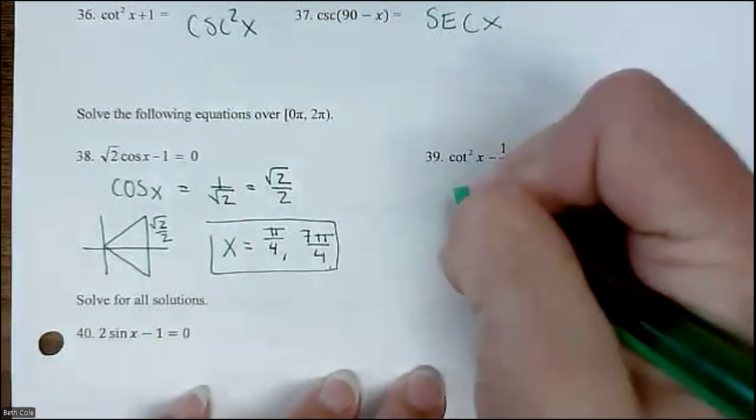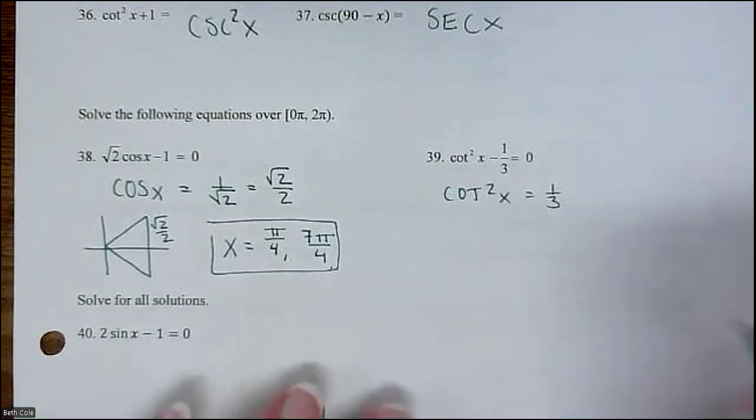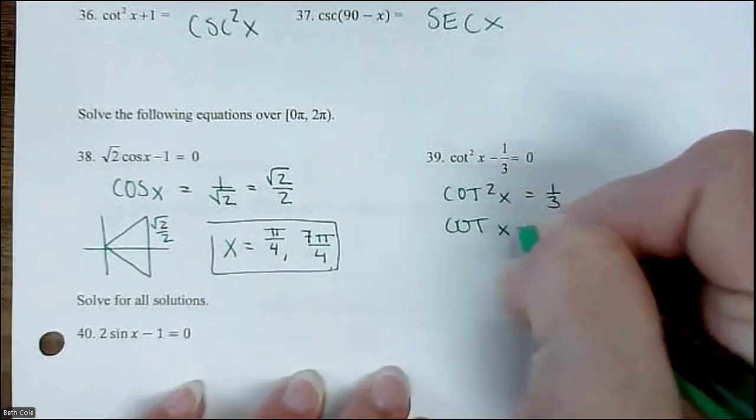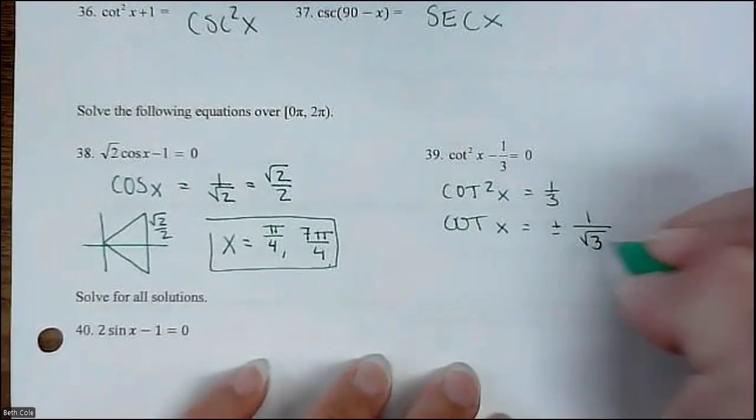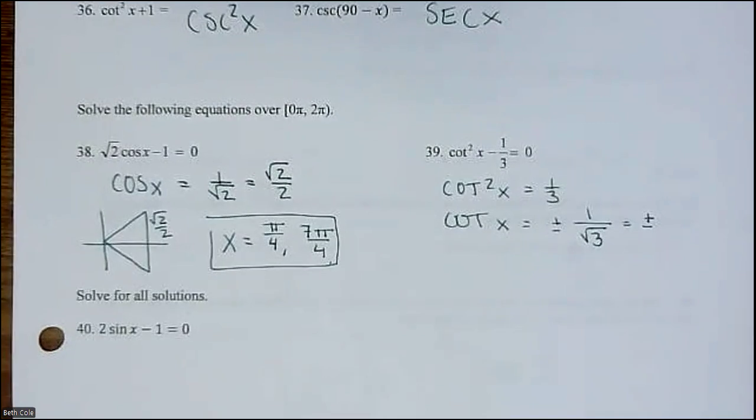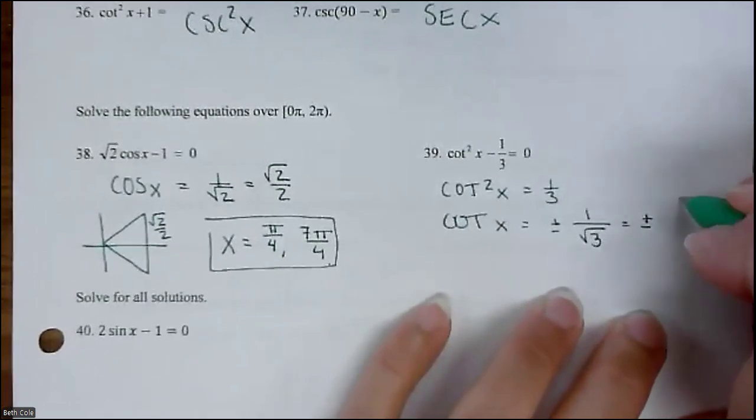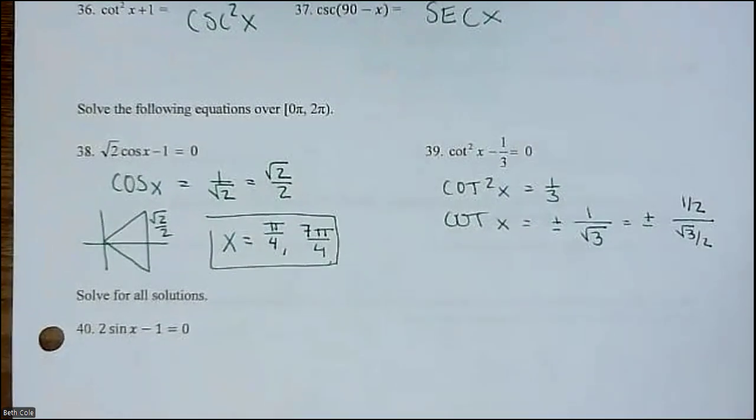All right, for 39, you would add over the 1/3 and then square root. So when you put a square root, you have to put plus and minus, and you just square root the numerator and square root the denominator. So the square root of 1 is 1, and the square root of 3 is square root of 3. Now, I wrote these options on the board. Remember me going, it's this over this or this over this. It's not going to be up there when you take the exam. It's going to be 1/2 over square root of 3 over 2.